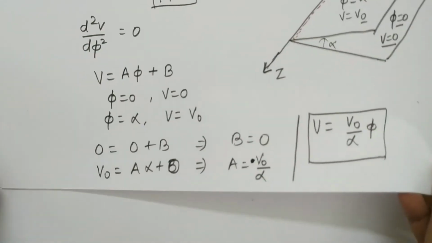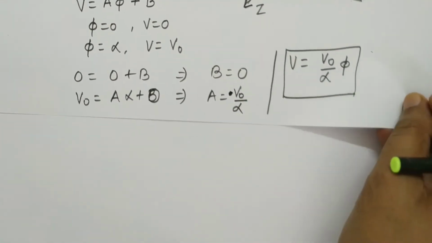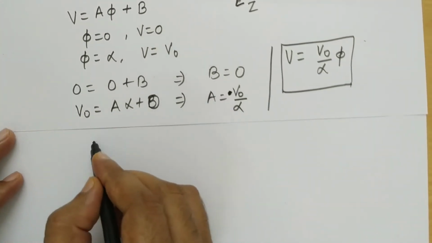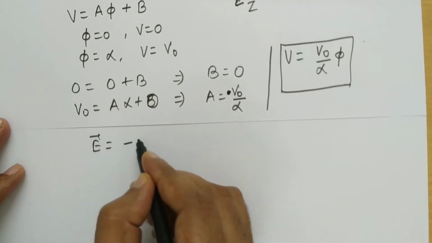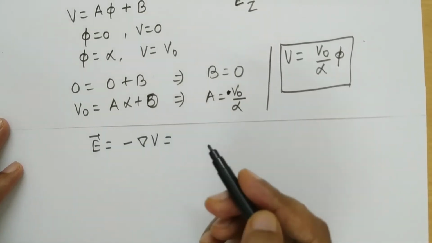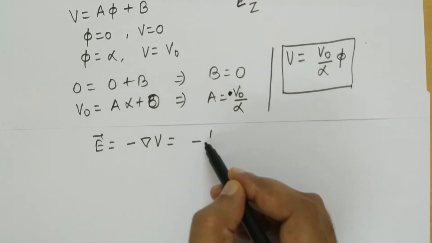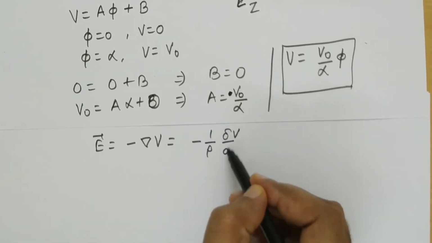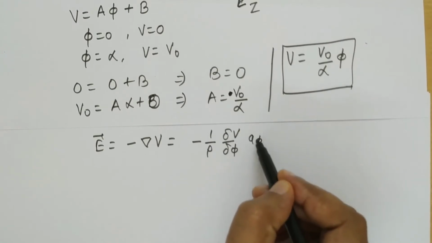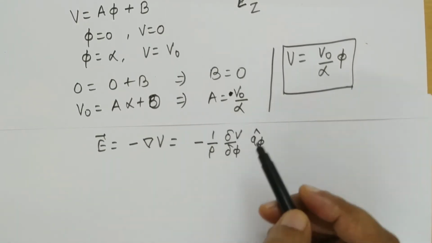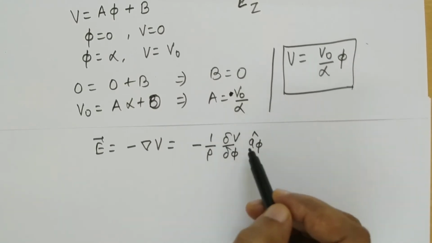Now, using this potential function, we can find the electric field using the formula E equal to minus gradient of V. Here the gradient of V is 1 by rho del V by del phi a phi, and in all other directions it will be 0. So you have to just take the gradient in the phi direction.